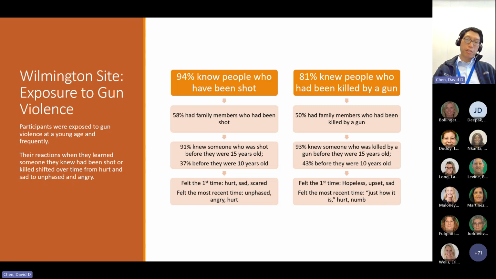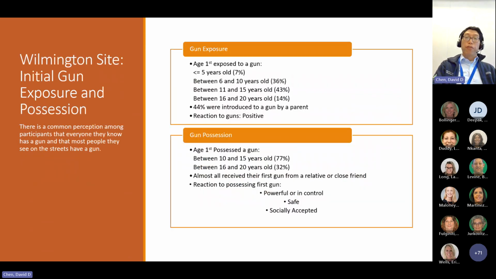And then you can also see some of the transition in feelings here: feeling sad, scared, hurt, and then over time, when these incidents recur in their social networks, angry, hurt, numb. The first age of exposure to these in terms of seeing or possessing a gun was also quite young. 44% were introduced to the gun by a parent. And in this study, 77% first possessed that weapon, again, not legally, between the ages of 10 and 15.